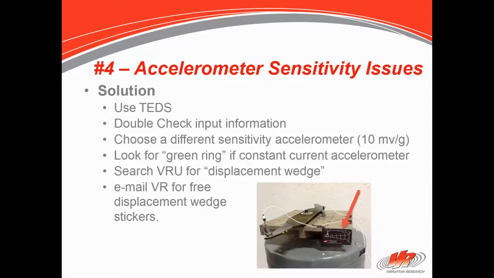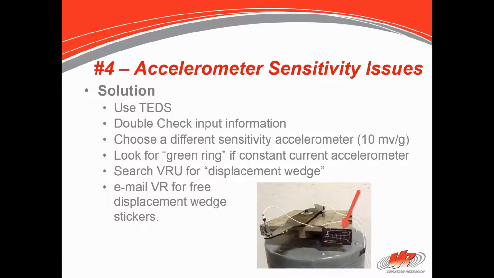Look for a green ring if a constant current accelerometer is used. We have green rings around our BNC connectors on the controller, and if it's green, that means that it's biased and the conditioning is working correctly. And then, of course, all you have to worry about is the millivolt per G correct.